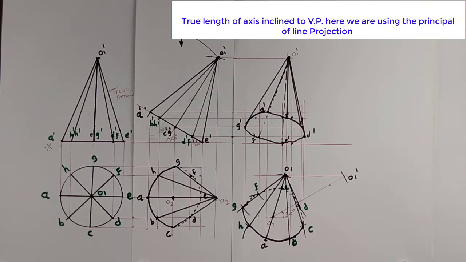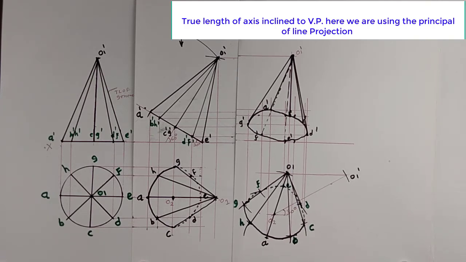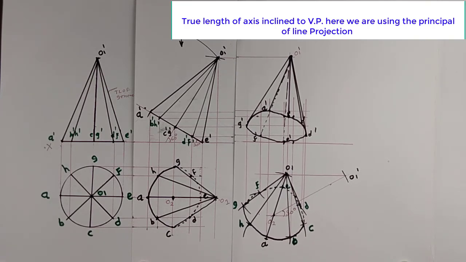So in this problem, the third stage, it is very important. It say here, the true axis inclined to VP 30 degree. So we utilize the principle of line, we rearrange our previous second stage plan at the plan of axis O2 O1, then we can get our elevation.